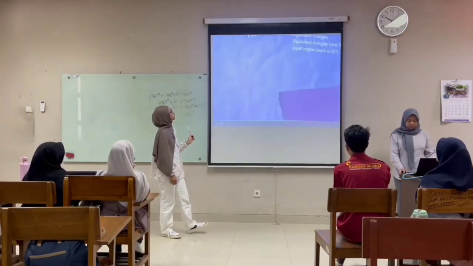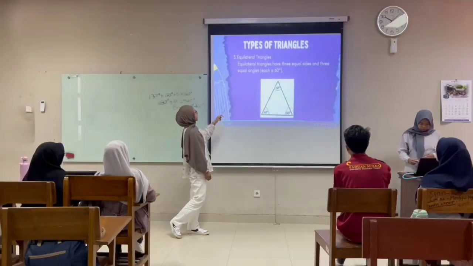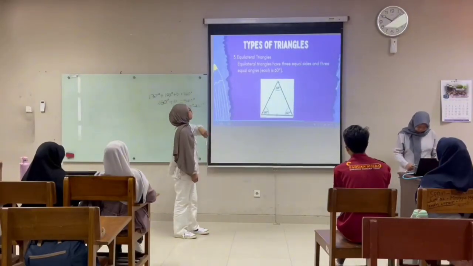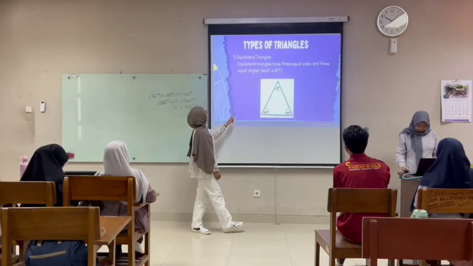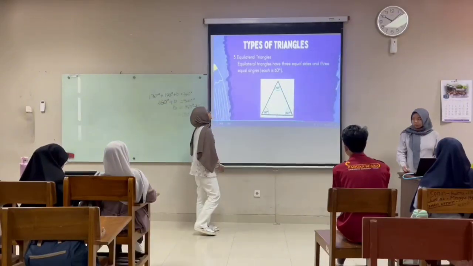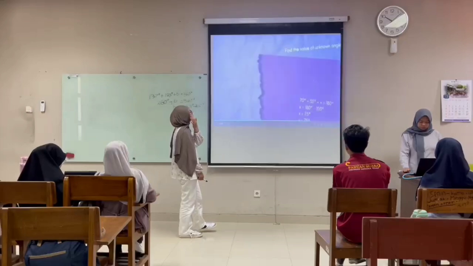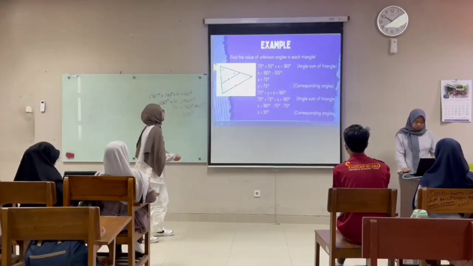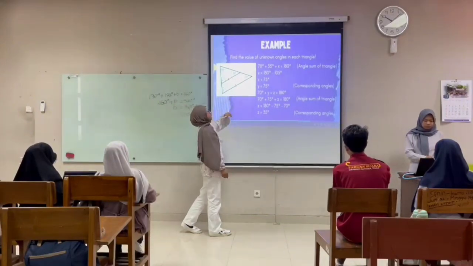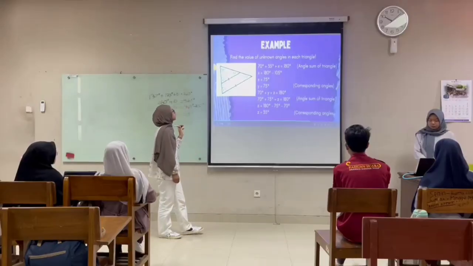Next is equilateral triangles. Equilateral triangles have 3 equal sides and 3 equal angles, each of them 60 degrees. For example, find the value of unknown angles in each triangle.